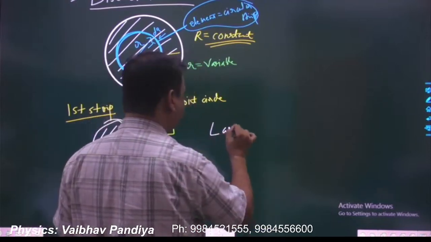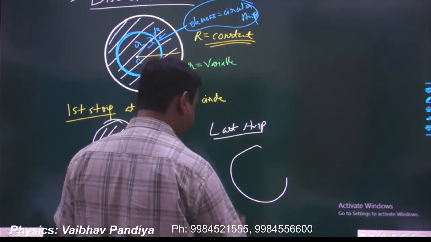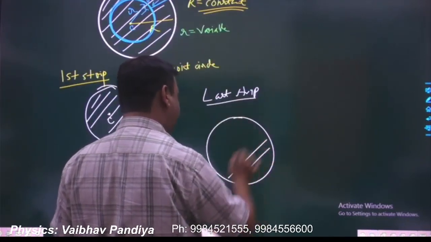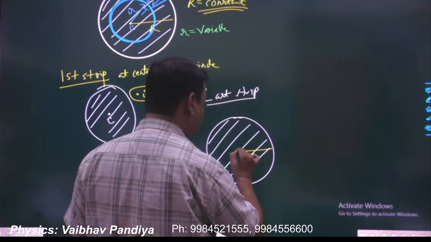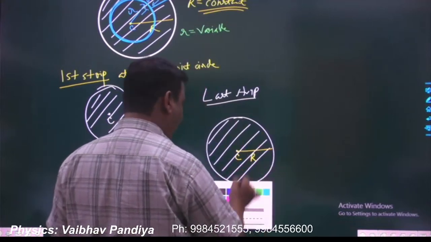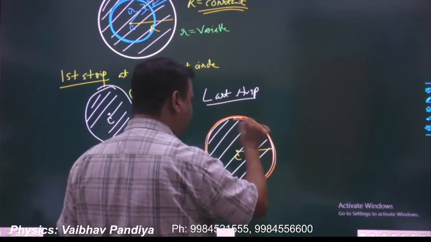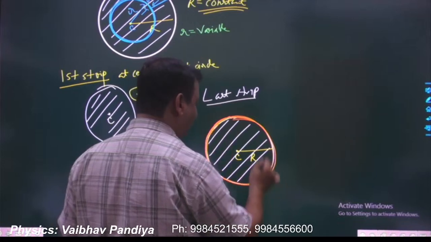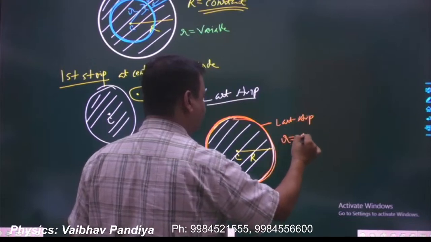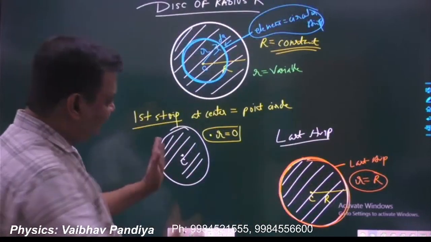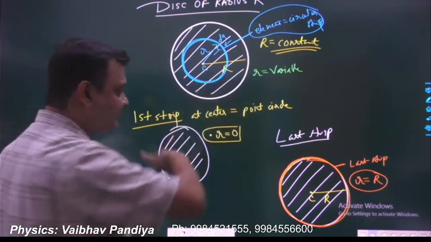For the last strip, when you take the last strip, it will be at the circumference or periphery or boundary of the disk, like this. This is your last strip covering the boundary of the disk, because now the surface region over which you're taking the strips is over. So this is the last strip, circular element, for which small r will be capital R. So you can see, these are the extremities, first strip and the last strip. And in between, there will be a very large number of strips with different values of r.